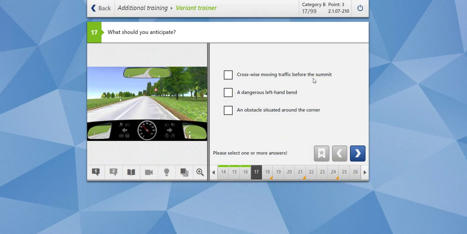Crosswise moving traffic before the summit. A dangerous left-hand bend. Yes. An obstacle situated around the corner. This can also happen because you are not seeing the corner. Let's check the answers. Our answers are correct.